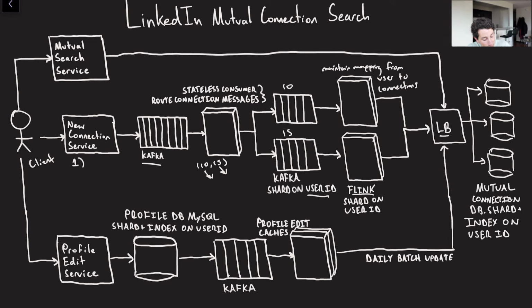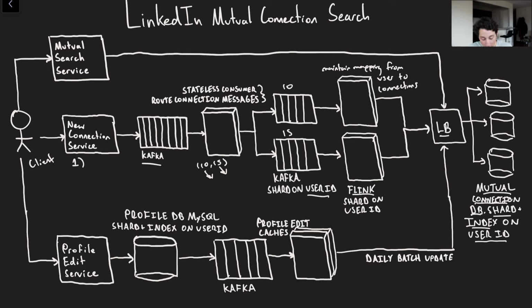Let's go ahead and put those in our mutual connection database, which of course is going to be both sharded and indexed on our user ID, so that if I want to say find all of my mutual connections, or find all of user 4's mutual connections, I can do so very easily, and I only have to read from one single node.